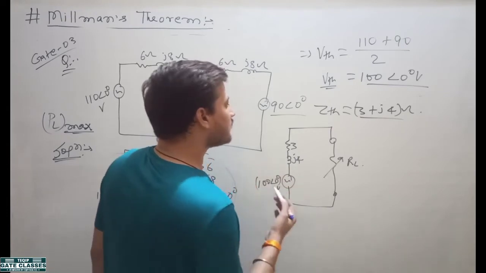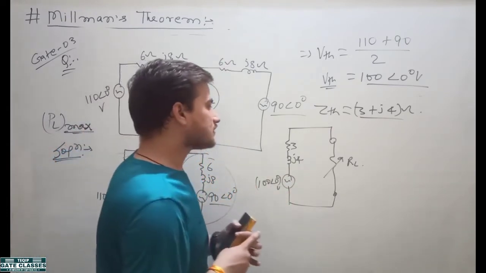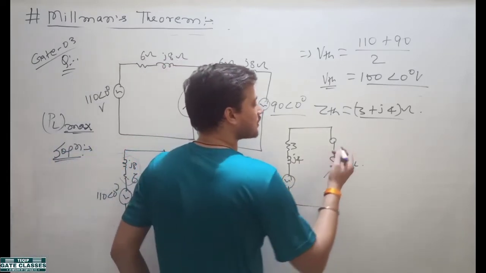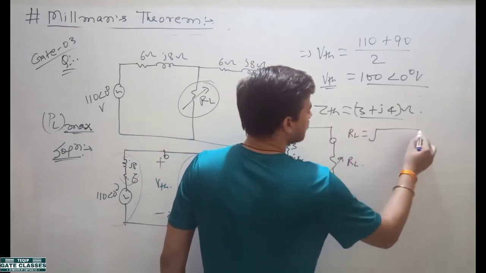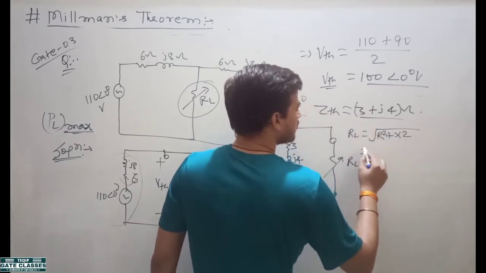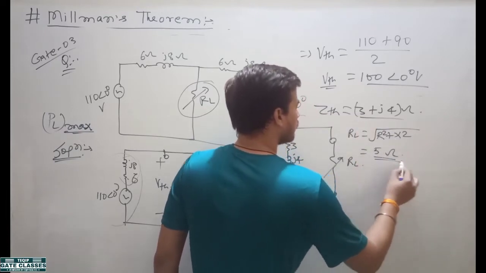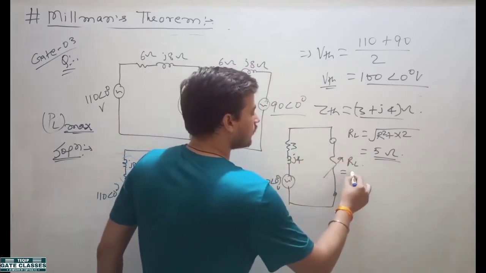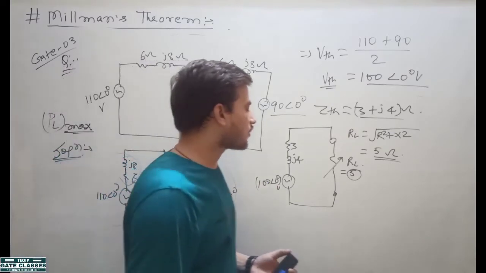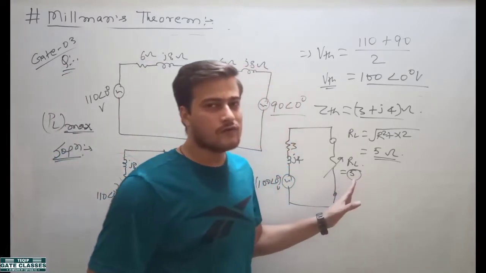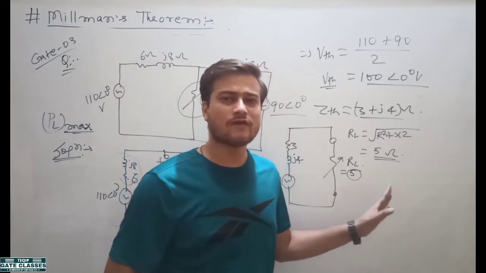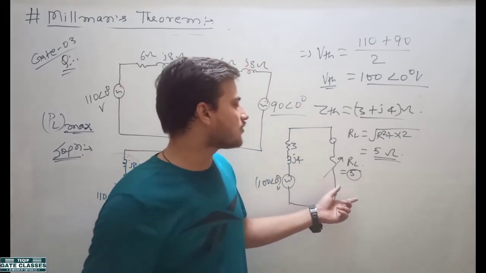Now what will be the value of RL? See, here the load resistance is variable and the source has an impedance. So in this case, for maximum power transfer, RL should be equal to the magnitude of the source impedance, that is the square root of R square plus X square. So here RL will be equal to 5 ohm. Now we got the load resistance of 5 ohm for maximum transfer of power, and under this condition we have to find the power.